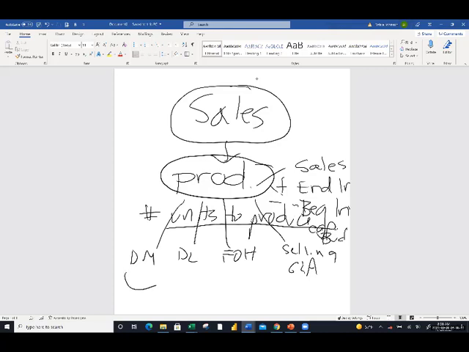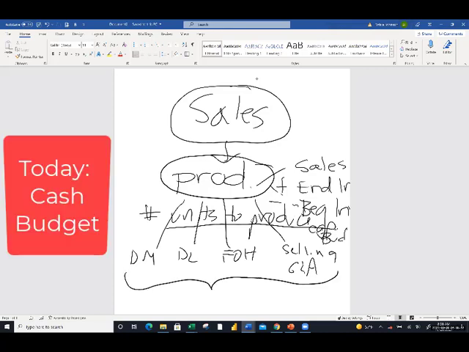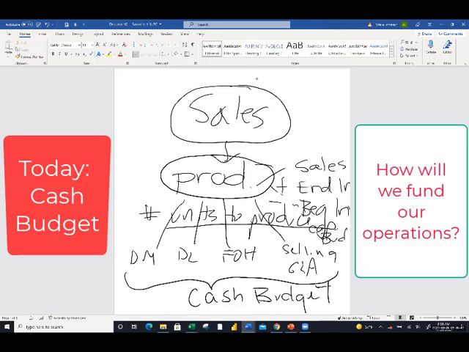And then here's what we're talking about today. All those budgets flow down into the cash budget, which answers the question, do we have enough money to fund the operations that we're predicting is going to happen through this master budgeting chapter? So it's like a drop down effect. And if you blow the sales budget, you can see what happens. The rest of the budgets are going to suffer.